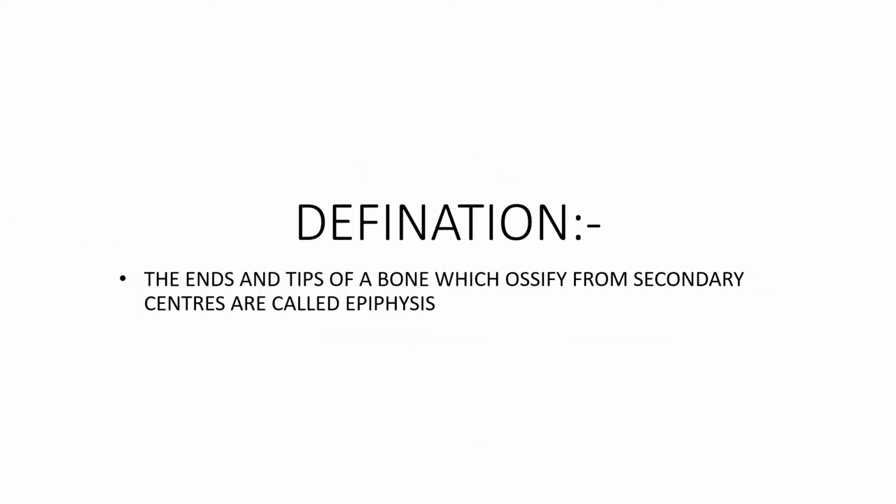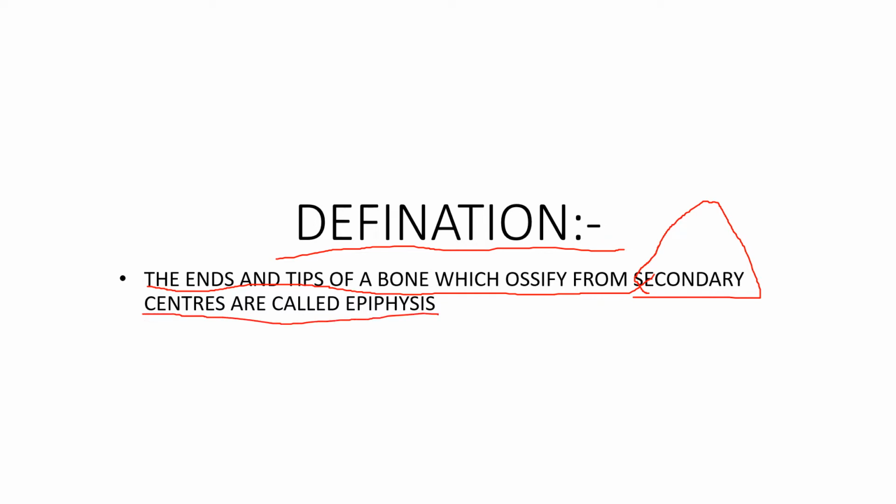First, definition. So what is the definition of epiphysis? It is the ends and tips of a bone which ossify from secondary centers. The ends and tips of a bone which ossify from secondary centers are called epiphyses.